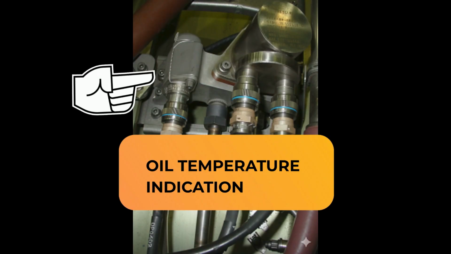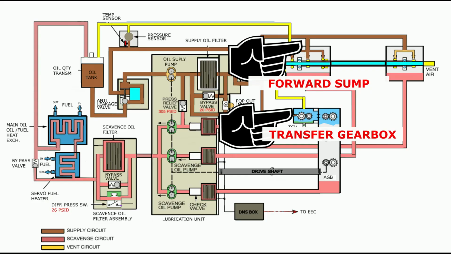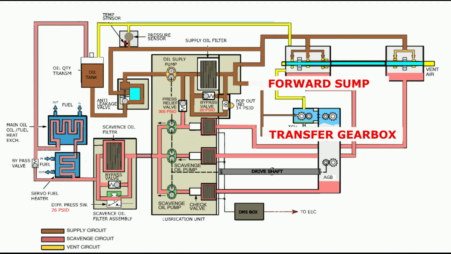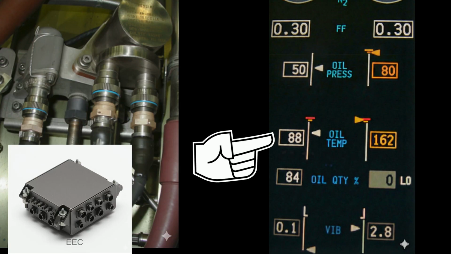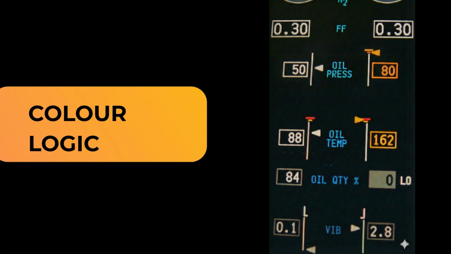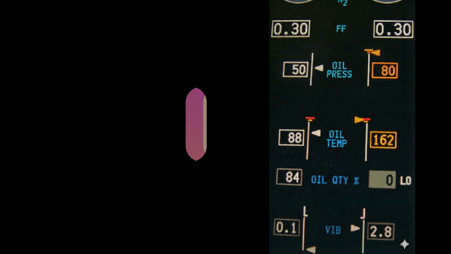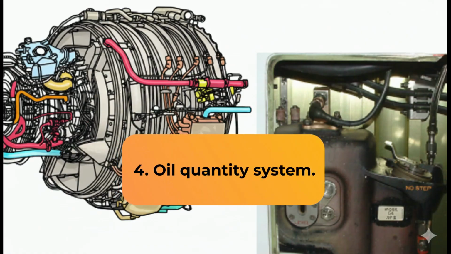The oil temperature sensor measures the oil temperature in the supply line to the forward sump and transfer gearbox. Like the pressure data, this is converted to ARINC 429 by the EEC and sent to the secondary engine display. Temperature is shown in degrees Celsius on vertical and digital indicators. Color logic, similar to pressure, the display turns amber between the amber and red indexes, and red when exceeding the maximum limit. 4. Oil quantity system.